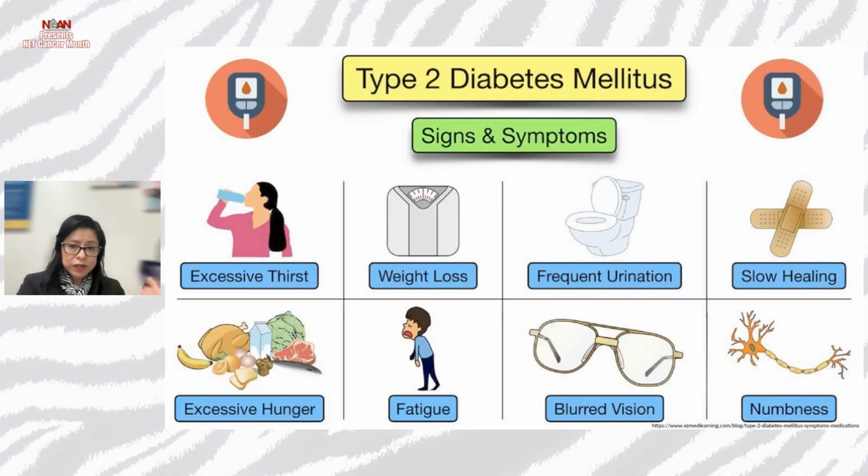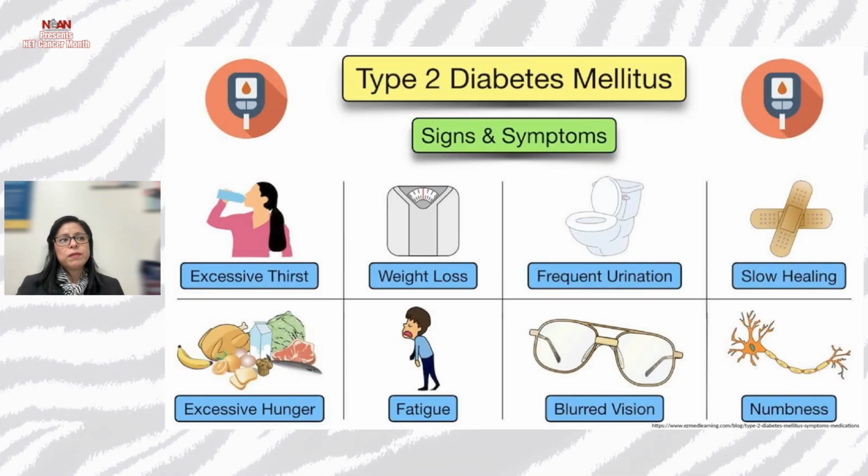It's important to recognize the signs and symptoms of diabetes or hyperglycemia, and some symptoms that are reported are excessive thirst, weight loss, frequent urination, slow healing, excessive hunger, fatigue, blurry vision, numbness too, because this excess of glucose, when we don't decrease it, can also accumulate in some of the nerves, and that can cause some numbness and tingling in the hands and feet. And that's why it's important to recognize whether a patient has these symptoms.